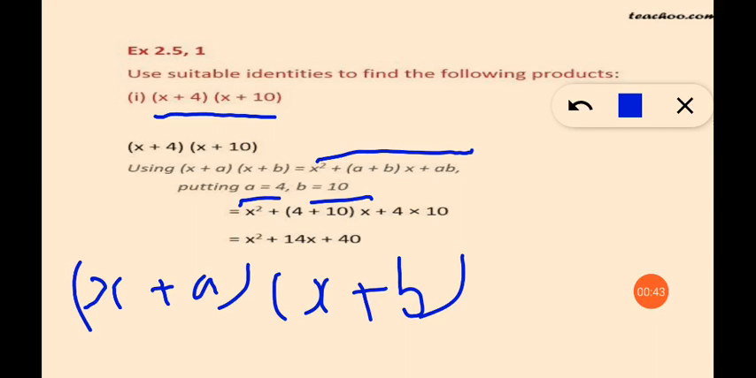If we apply the formula, we know the answer will be x into x, x square, then (a plus b), 4 plus 10, 14, 14 into x, 14x, and 4 into 10, 40, ab.